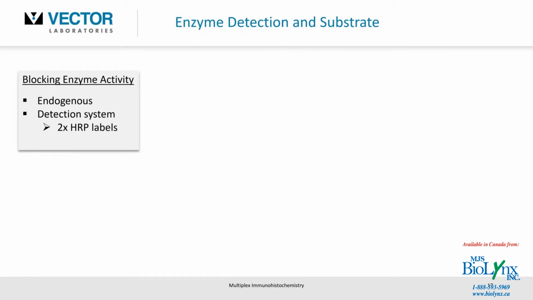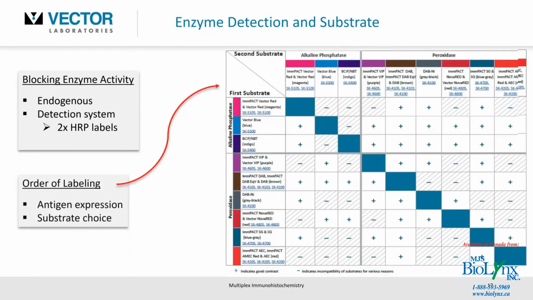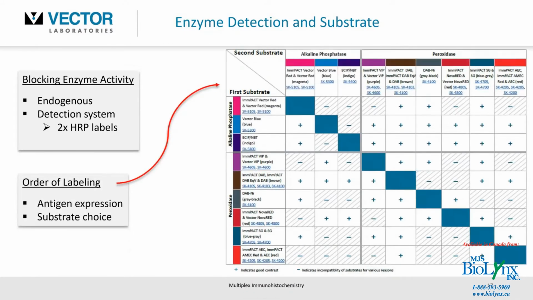And just a little bit more on those a little later on here in the webinar. What is important too is the order of labeling, and this would depend a little bit on the antigen expression levels, which one is weakly expressed, which one is highly expressed, and then that would factor into the substrate choice.